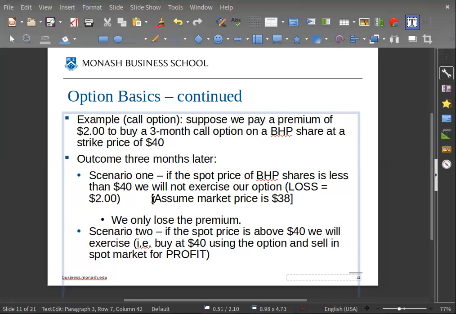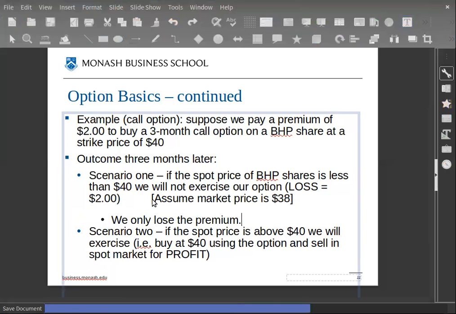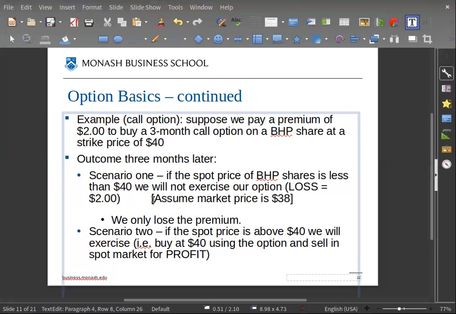So this is the flexibility. We don't have to buy. This is unlike futures or forwards where the contract would be executed. We would be forced, we would be contractually and legally obligated to buy or sell at that pre-agreed price. But because it's an option, we don't have to. We can simply let it go and absorb the $2 of premium loss.